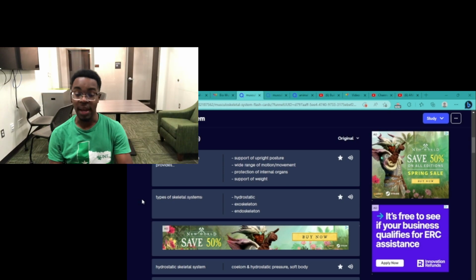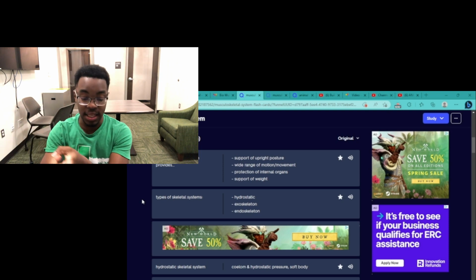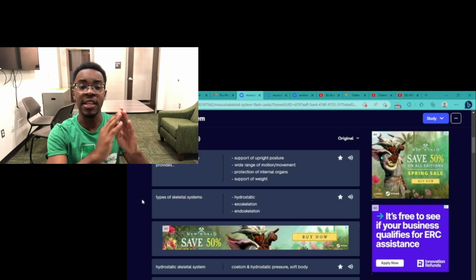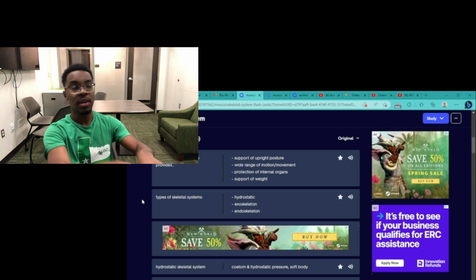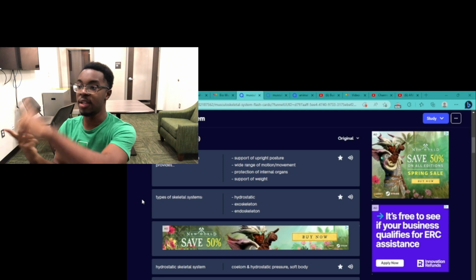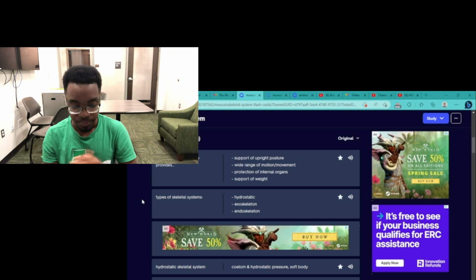All right, now we have 3 types of skeletal systems. We've got hydrostatic, exoskeleton, and endoskeleton. Now these vary. At first, I thought these were for people, but it goes from people to reptiles, amphibians, and snails, insects, and stuff.